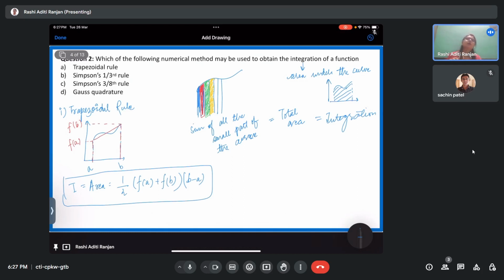I'm not talking about the error as of now. I'll take up a numerical question and then I'll talk about the error that can come into the system. The second one is Simpson's one-third rule. Here you see that we have considered that the variation from A to B of f is linear, a straight line. In Simpson's one-third rule, we assume that it is actually a quadratic interpolation.